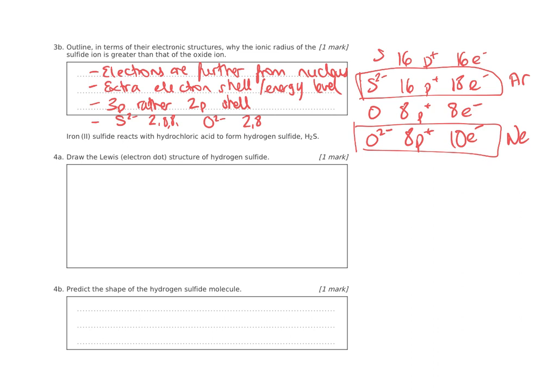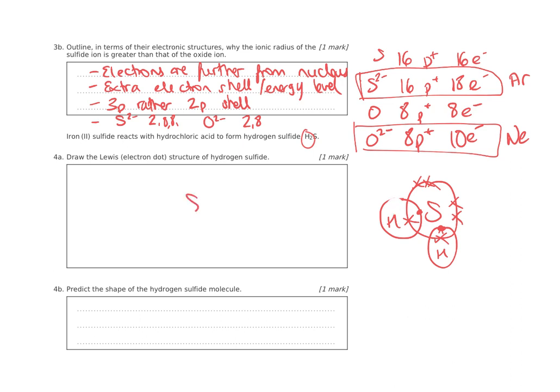Iron sulfide reacts with hydrochloric acid to form H2S. Draw the electronic structure of H2S. So if I wasn't sure, I'm going to draw my sulfur. It's in group 16, so it has 6 electrons: 1, 2, 3, 4, 5, 6. It needs 2 electrons, and hydrogen can only share 1. They're both non-metals, so it's going to be covalently bonded, so they're going to share electrons to be able to make full outer shells. So that's what it's going to be.